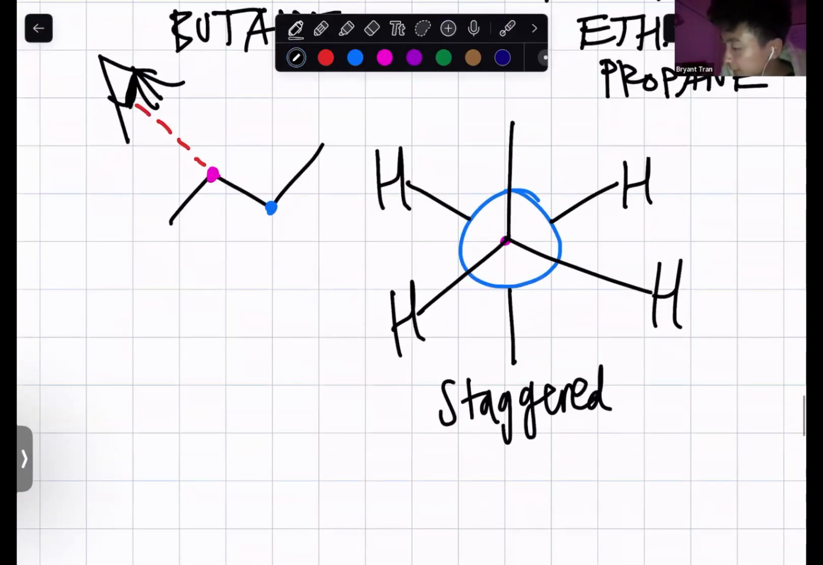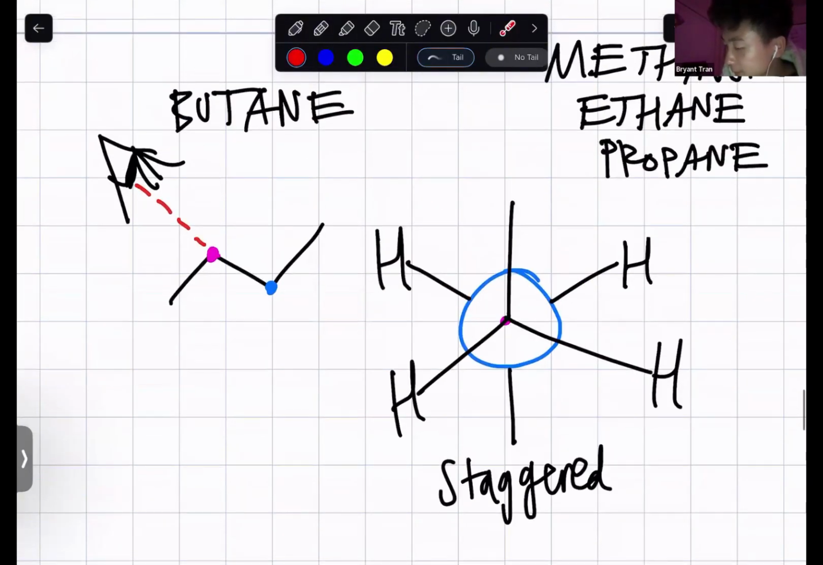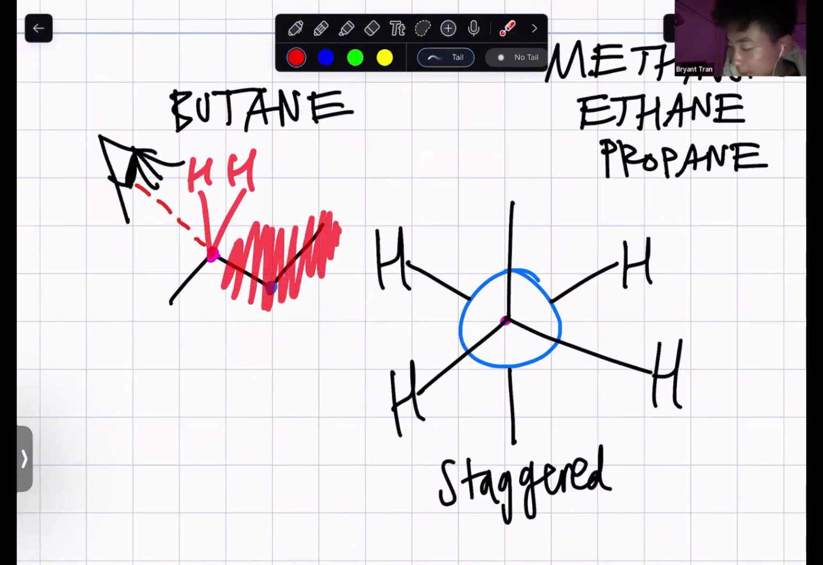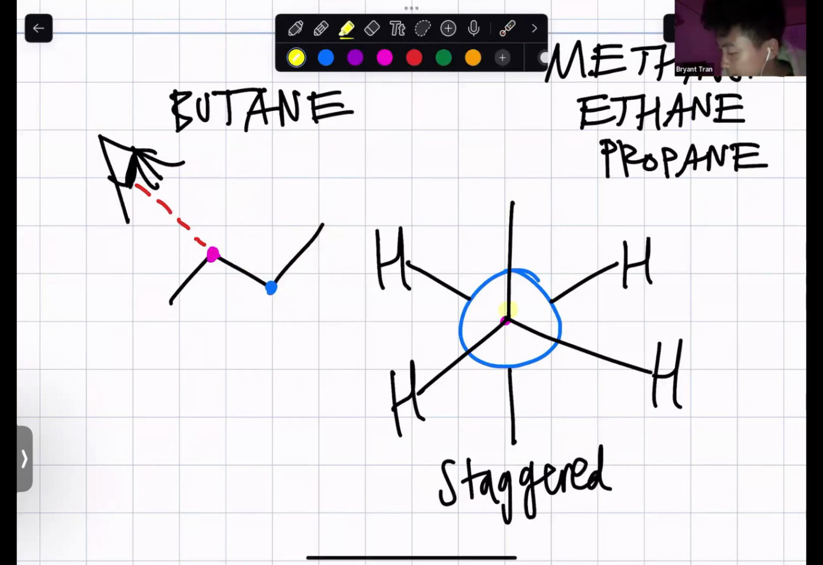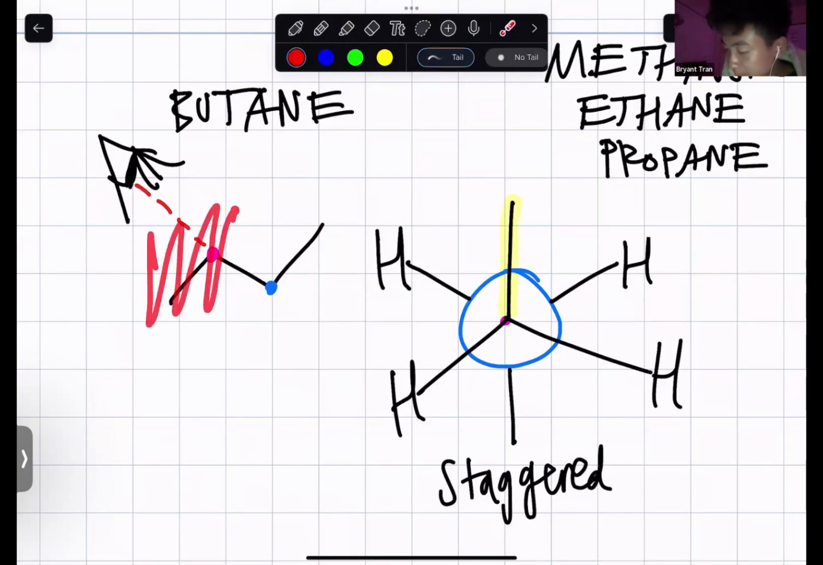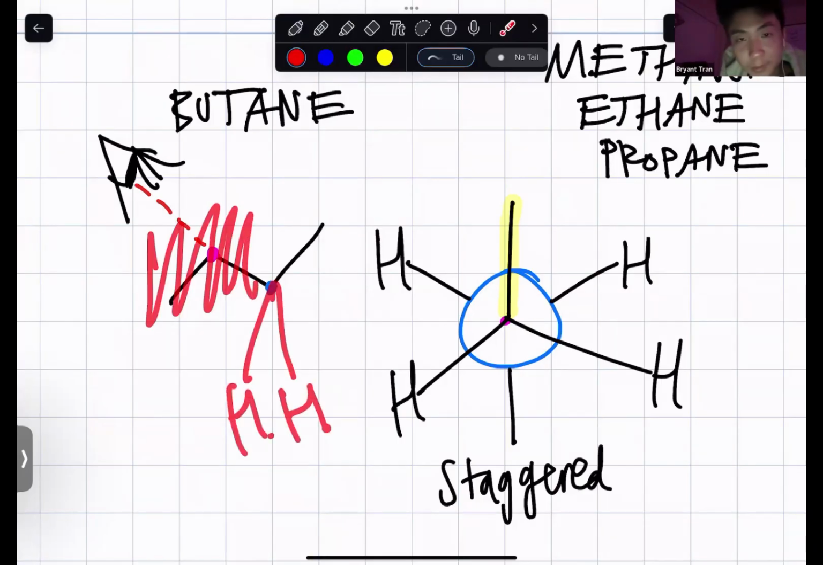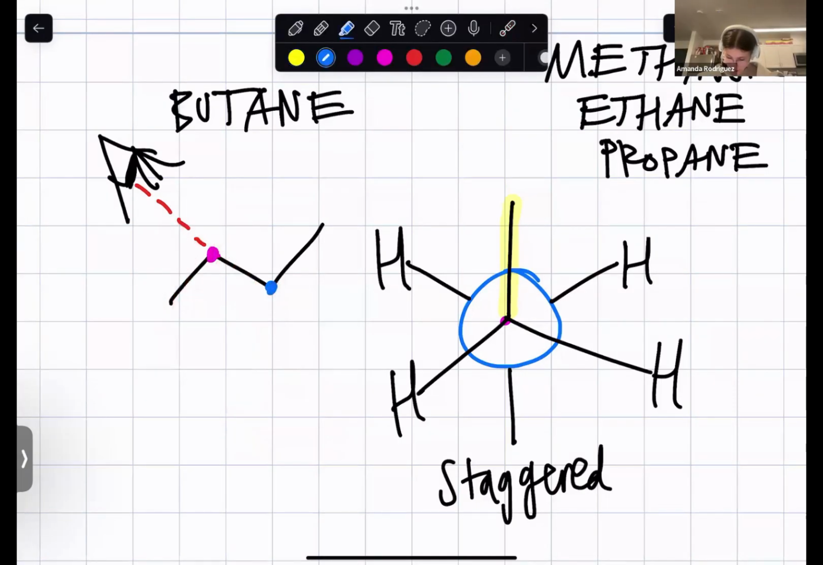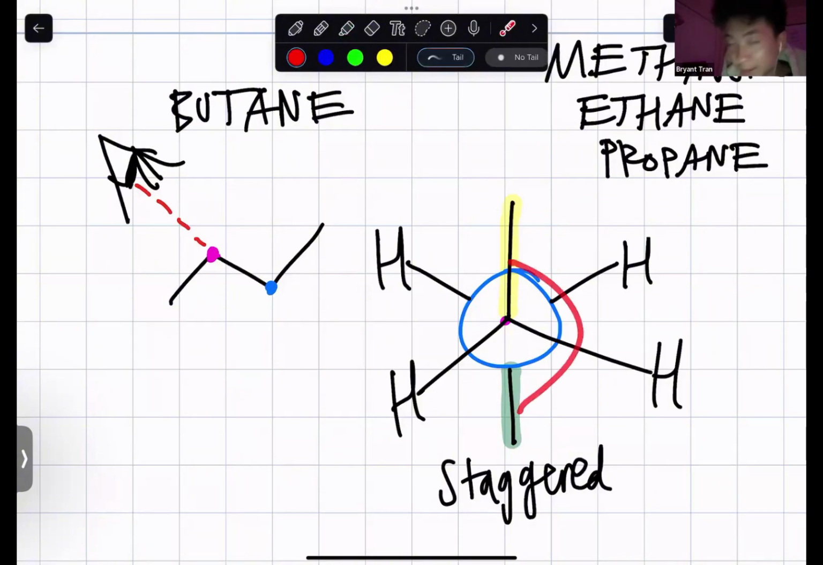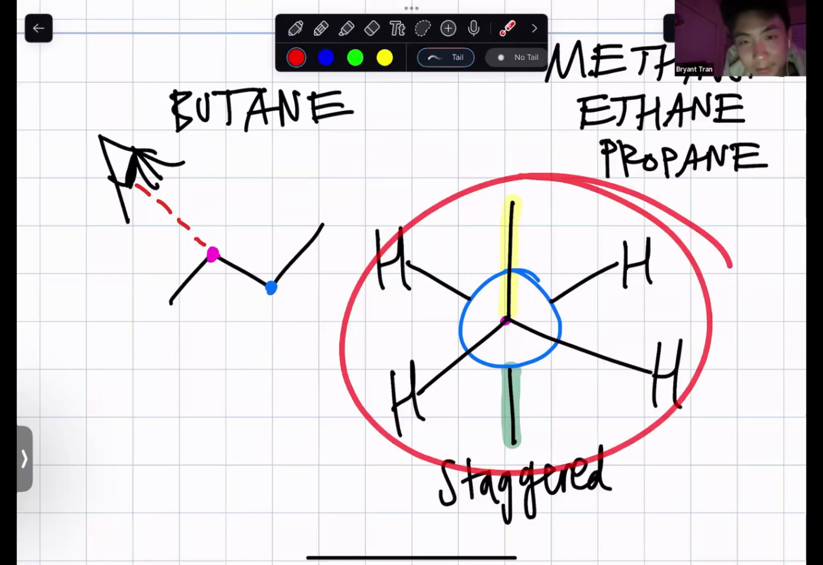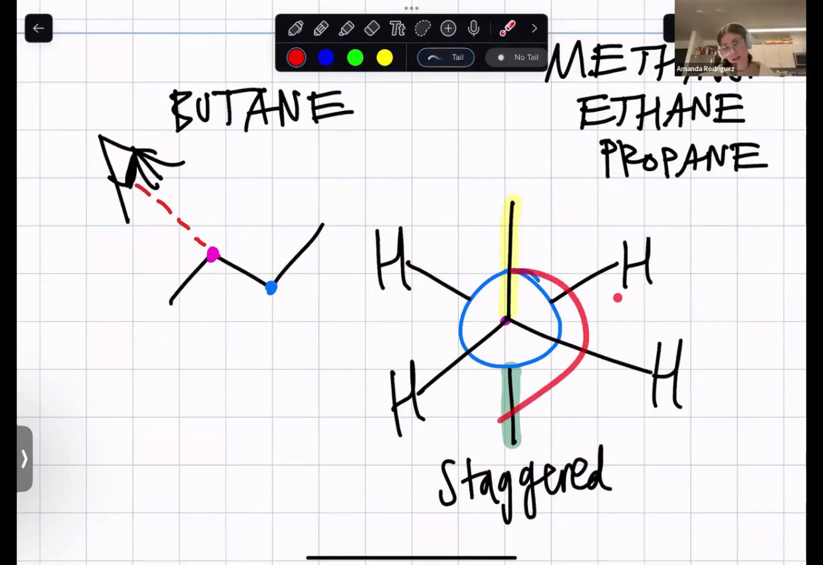Okay. And now, what is the bulkiest group of the pink carbon, ignoring this bond and the blue carbon? The methyl? Yep, the methyl. And I'm going to highlight that methyl in yellow like that. What about the blue carbon? What's the bulkiest group coming off the blue carbon? Methyl? Also the methyl, right? Which I'm going to highlight in green right here. What is the angle between the two bulkiest groups in this Newman projection here? 180. 180, right? Which is directly opposite to each other.